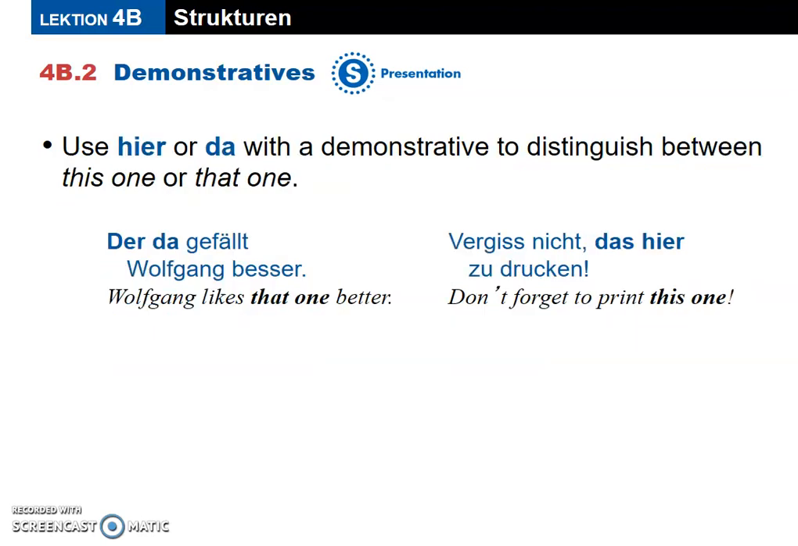All right, and then we also use these demonstrative pronouns when we're showing where something is. Like if you're saying, der Tag gefällt Wolfgang besser. Wolfgang likes that one better. Or vergiss nicht, das hier zu drücken. Don't forget to print this here, or this one.